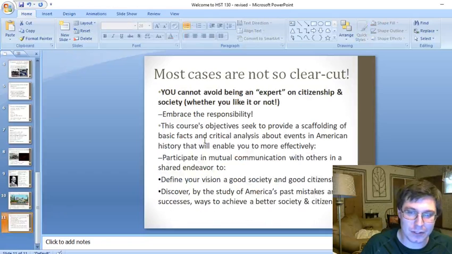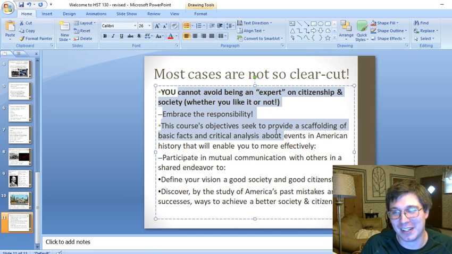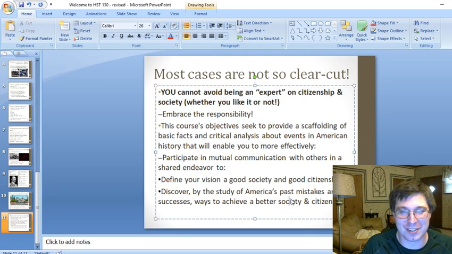So this course is about the fact that you are forced to be an expert on citizenship and society, whether you like it or not. That means that I think you should embrace the responsibility and be interested in what this course has to offer on that. So I look forward to this semester.